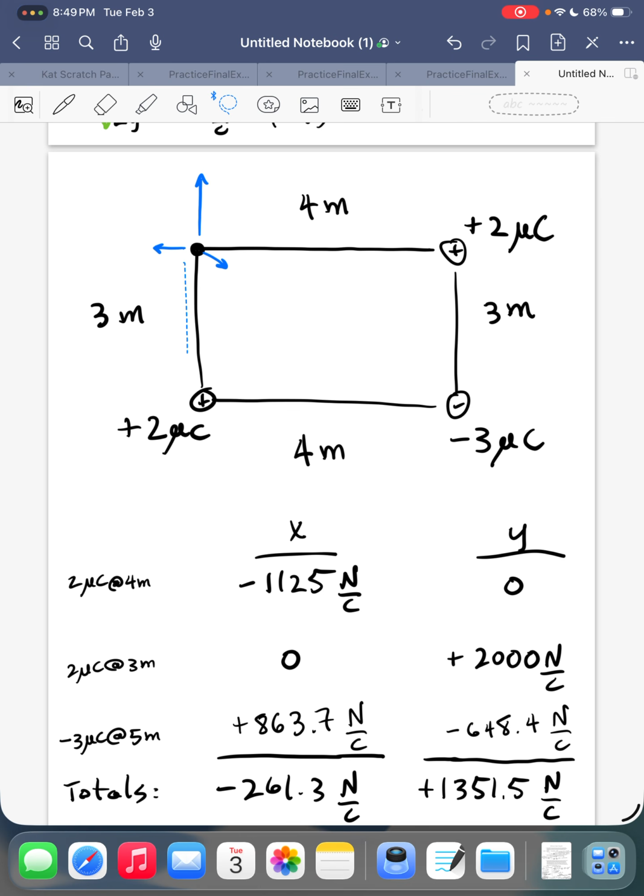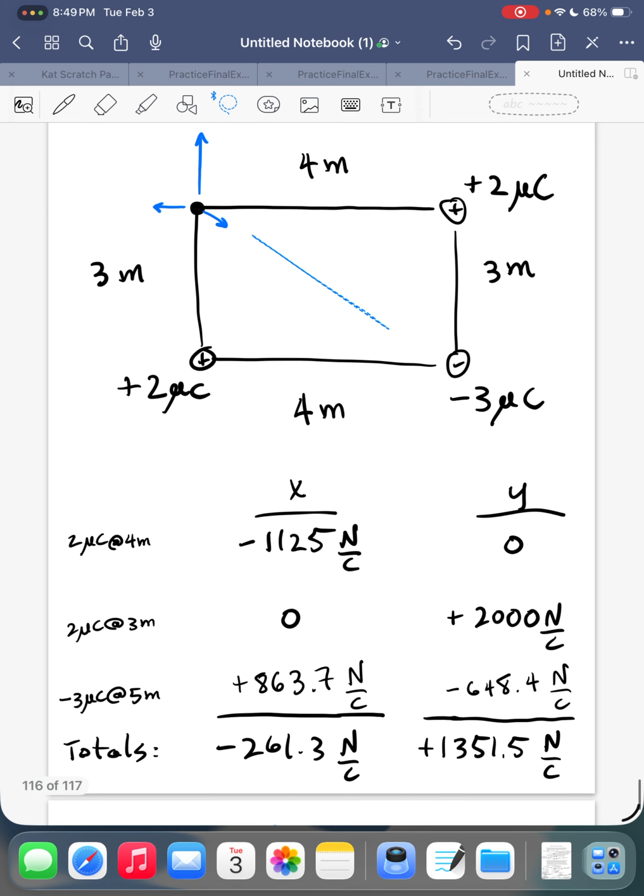So it's got a negative y component, and then a positive x component like that, giving us a direction diagonal like that. Now I can take this number and add it to that number and add it to that number, and I get a total value for my x contribution. And for the y, I can add this number and this number and this number, and I get a total value for my y contribution.